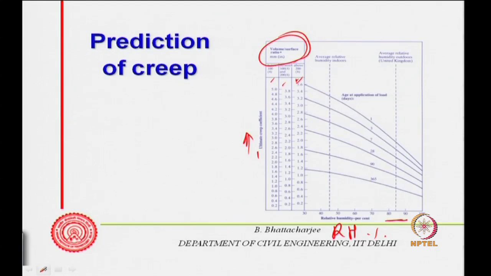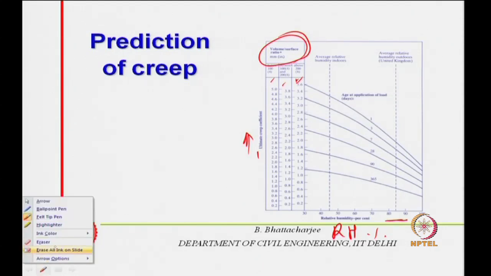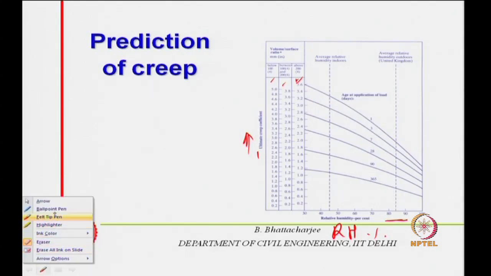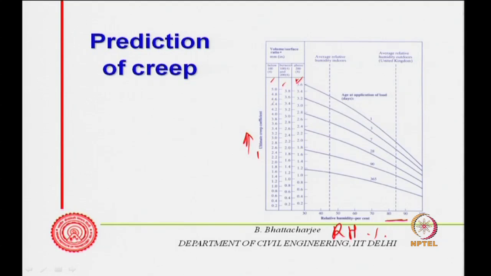Below 100 mm of volume to surface area ratio, the ultimate creep coefficient values can be obtained. This is the relative humidity: average relative humidity indoor, and this one is outdoor in the United Kingdom. These are the ages: 1, 3, 7, 28, 90, 365 days.